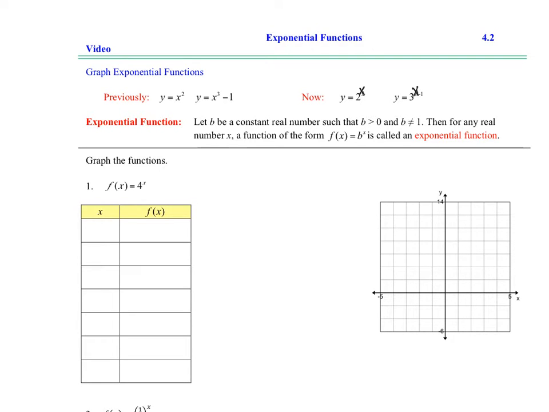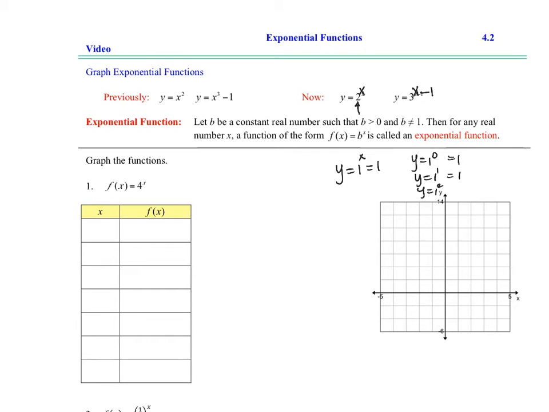To be an exponential, you need to have the base. What you're taking to the power is the base, and the base can't be 1, because if we had y equals 1 to some variable, you could have y equals 1 to the 0, that's 1, 1 to the 1, that's still 1, 1 squared, it's still 1. 1 to any power is just 1, so that function is actually just a constant and it's not an exponential.